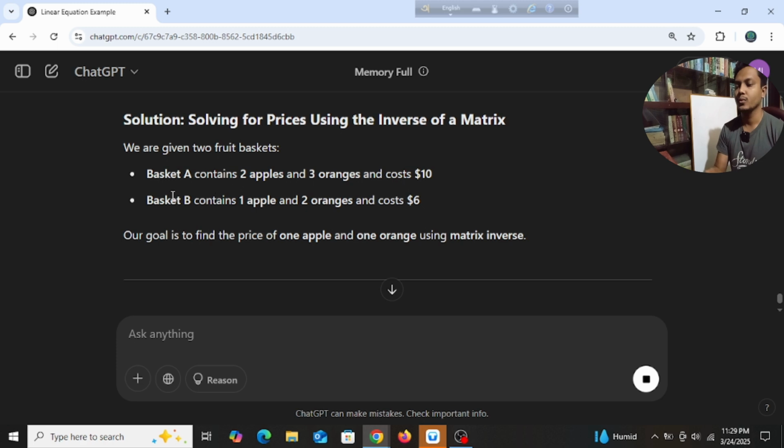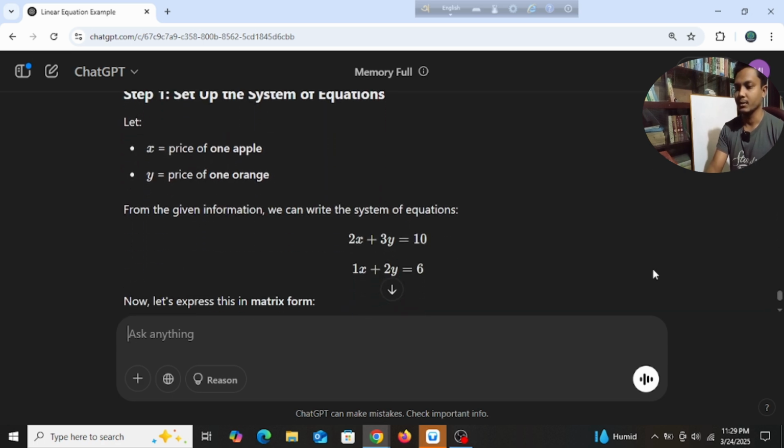So we are given two fruit baskets. Basket A contains 2 apples and 3 oranges and costs $10. Basket B contains 1 apple and 2 oranges and costs $6. Our goal is to find the price of apple and oranges. So set up the system of equations: 2x plus 3y equals 10, and 1x plus 2y equals 6.